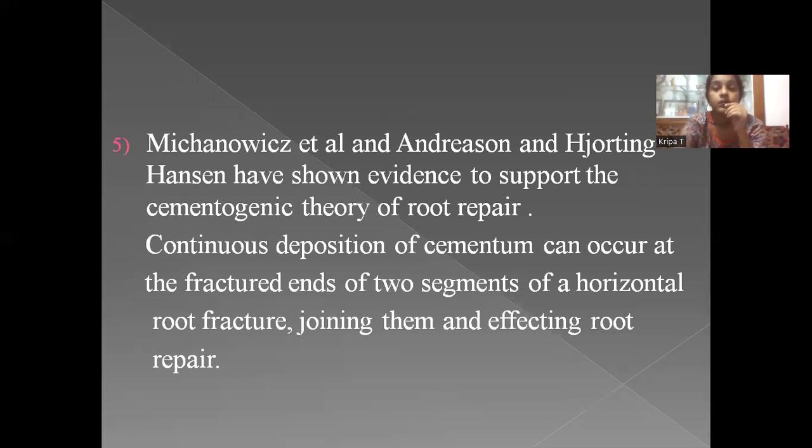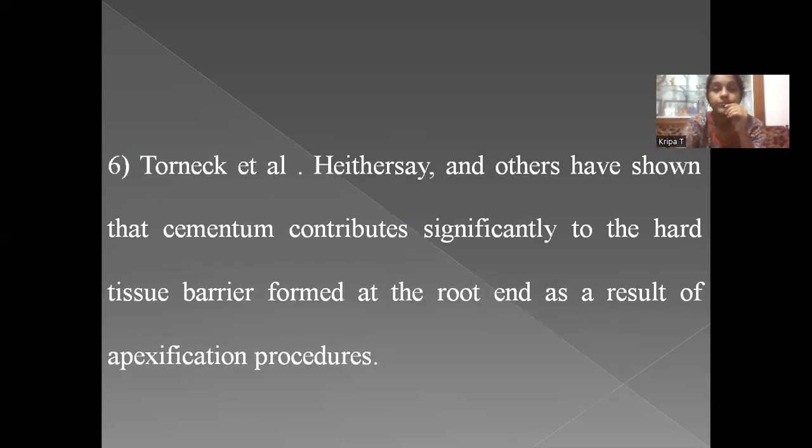Again, it was Hansen who showed evidence to support the cementogenic theory of root repair. A continuous deposition of cementum can occur at the fractured ends of two segments of a horizontal root fracture, joining them and effecting root repair. Peter C. Coffin has shown that cementum contributes to the hard tissue barrier at the root end as a result of the apexification procedure.